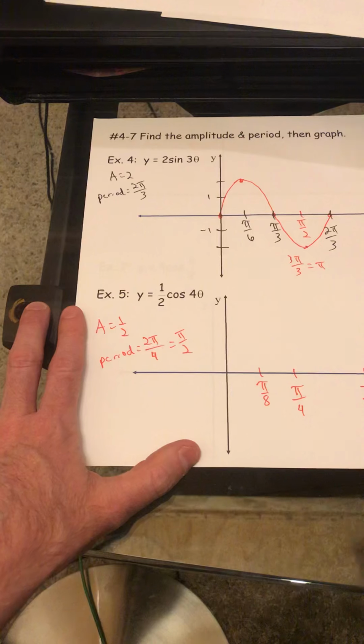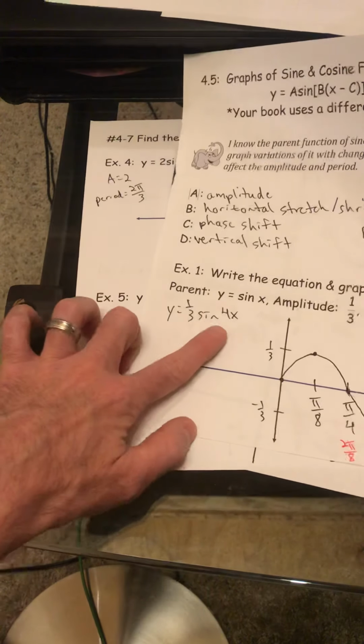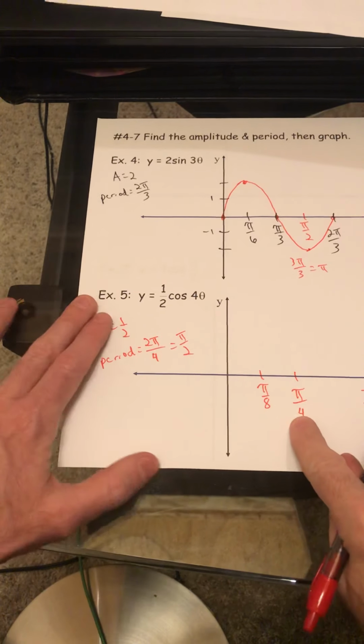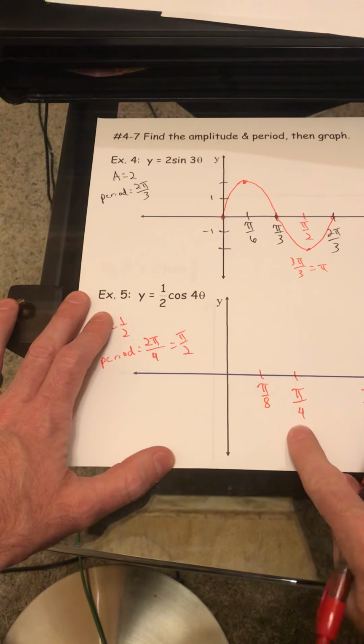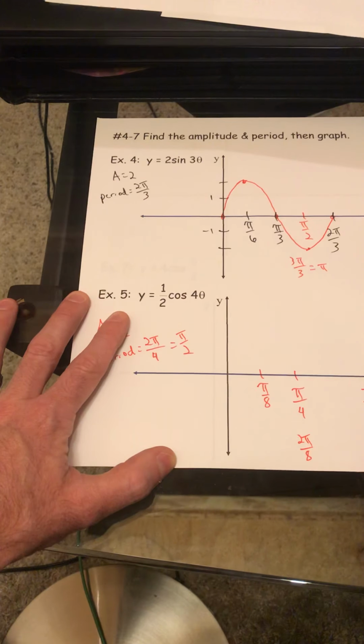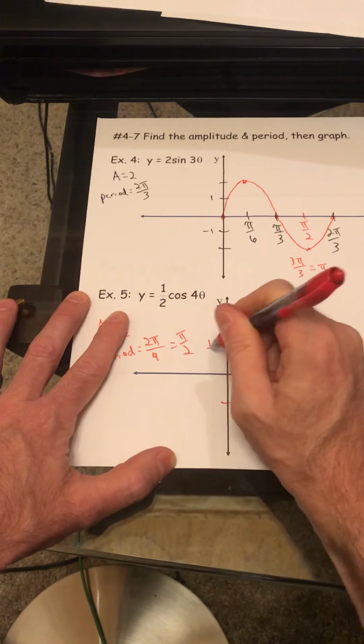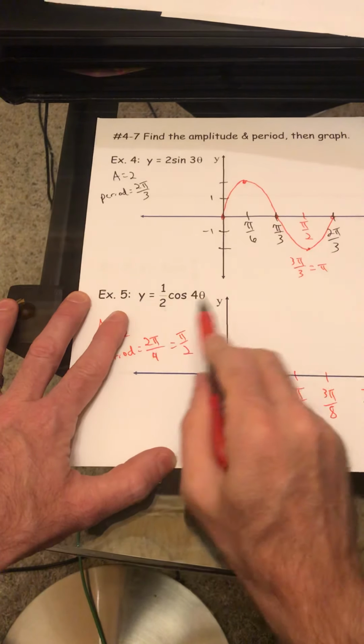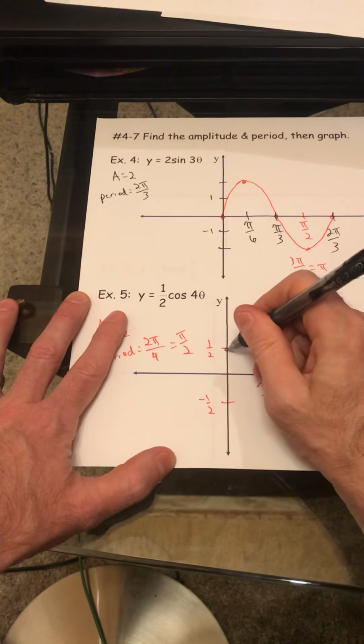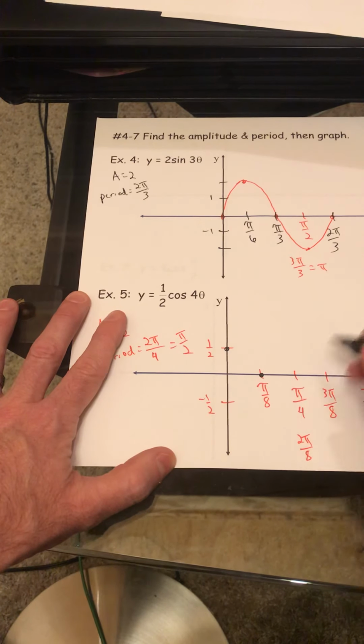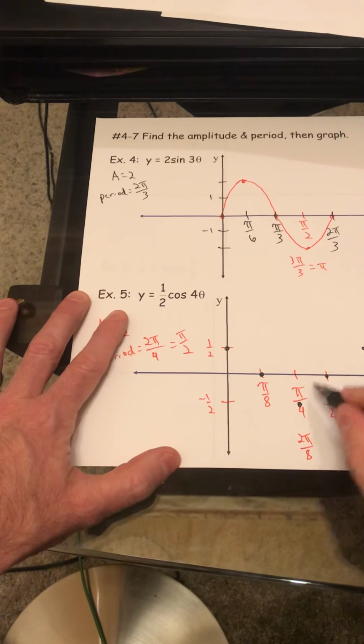I mean, we did one of these earlier. I think that was maybe even example 1. Yeah, b was 4. Well, again, if you need, you can do 2 pi over 8, 4 pi over 8, 3 pi over 8, and then 1/2, negative 1/2. Key thing, it is cosine. So it's going to start at a max. Next critical point's a 0. Minimum, 0. Finishing at a max.